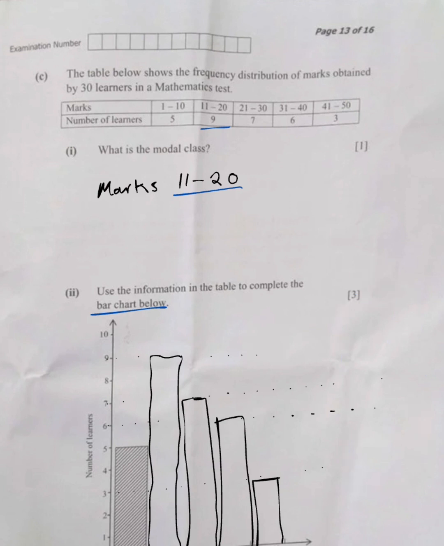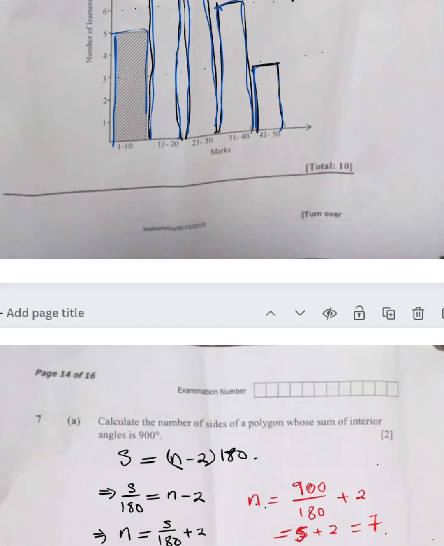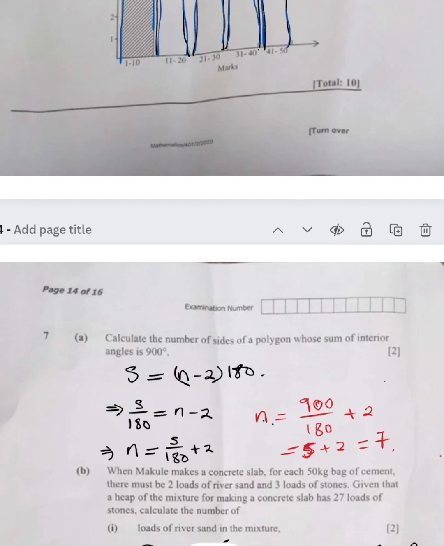Okay, so they've already given us an example. 1 to 10 is 5, so this is 5 like that, right? Then 11 to 20 is from here is 9. The frequency is 9. So just draw bars like that. Of course, you're going to use a ruler. Then you are done.